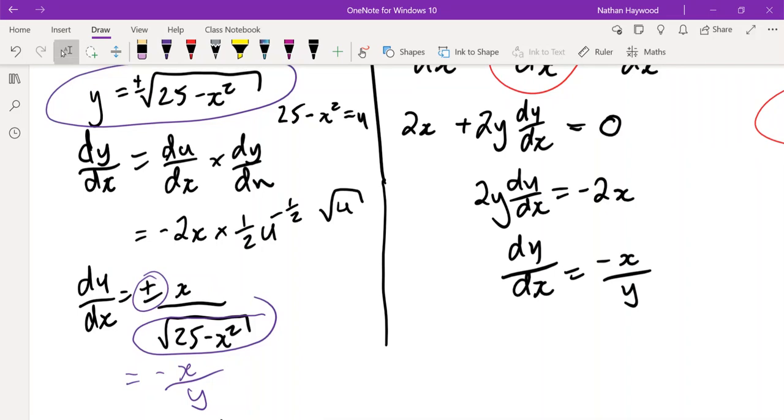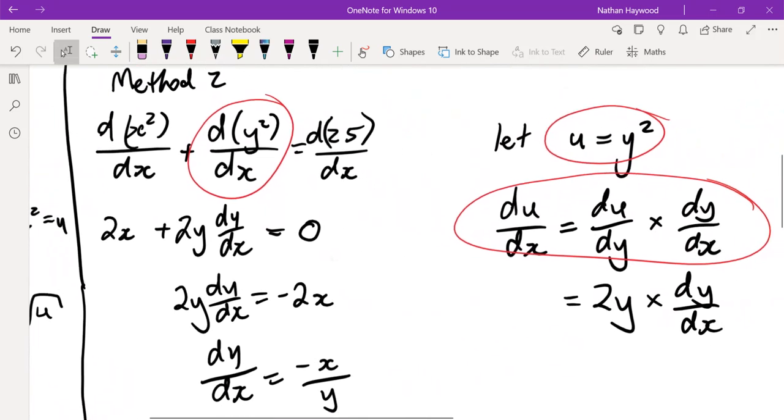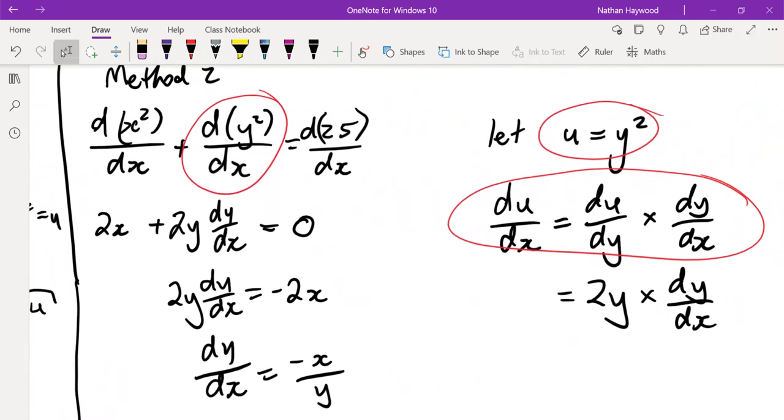Yeah, you can do either method. That's why I showed you both. But I obviously didn't emphasize it enough. Sometimes you can't rearrange, like it's too hard. So you have to use this unique chain rule.